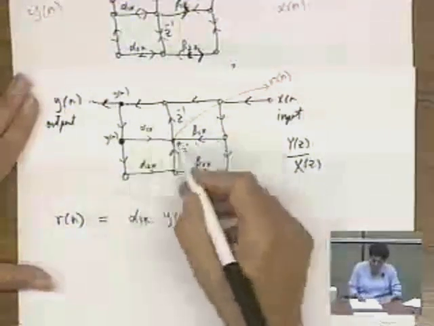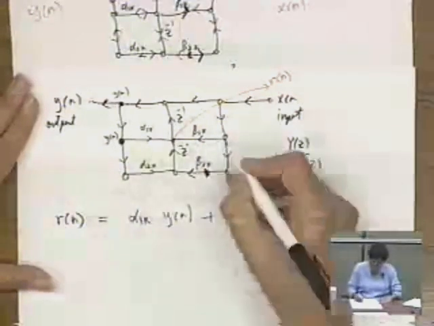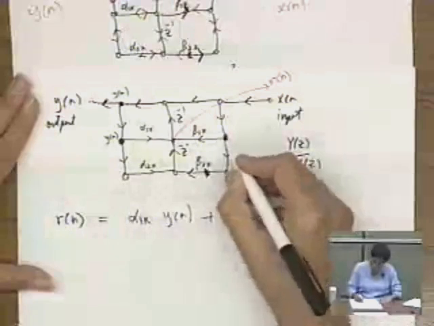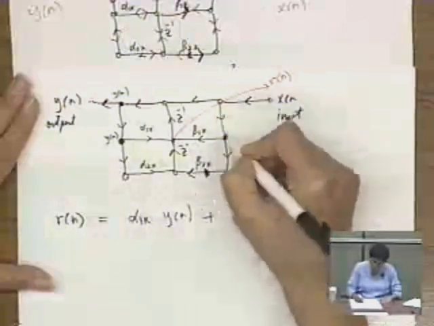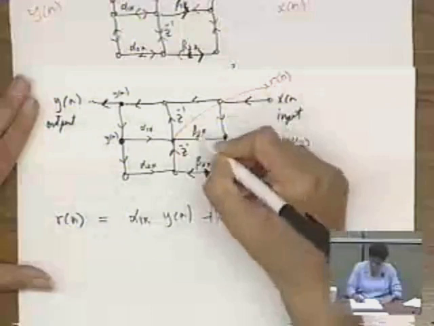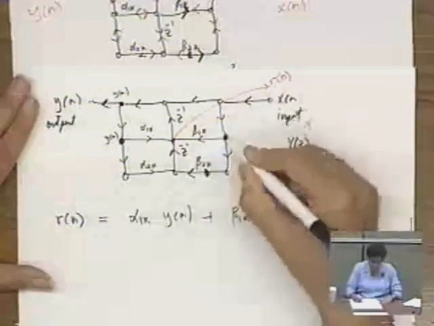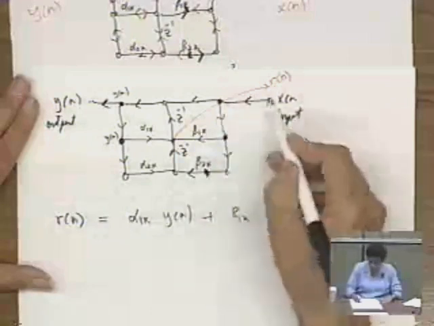plus, so that was just this branch, plus beta 1k times this node. But what is this point? Well, this node is the same as this node because it's receiving its value from up there and passing it along this way and that way. And what's this node?